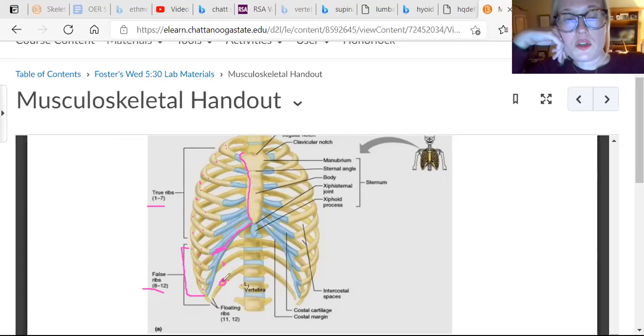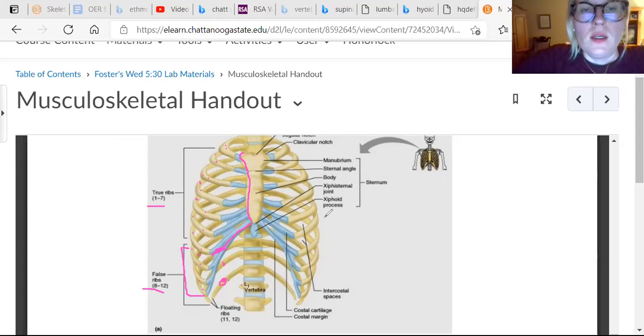So you've got 7 true ribs. You have 8 through 12 are going to be the false ribs, and 11 and 12 are going to be the floating ribs. Does anybody have questions about that? So 1 through 7 are true ribs, 8 through 12 are false ribs, and out of those false ribs, the 11th and 12th rib is a floating rib.